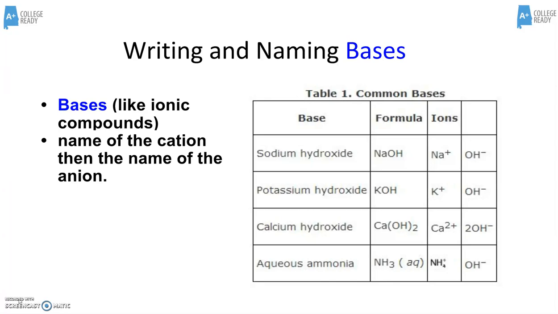Last but not least, I included a weak base because we use it quite a bit in terms of cleaning windows, and that is ammonia. Ammonia is NH3. It is a weak base. And then we have ions of ammonium hydroxide, which is very common, and we use that compound as well with our ammonia. So I just want to give you an example of a non-hydroxide base, if you will.